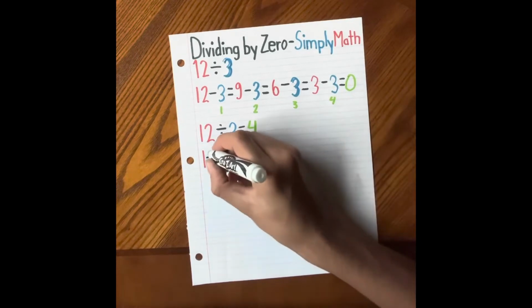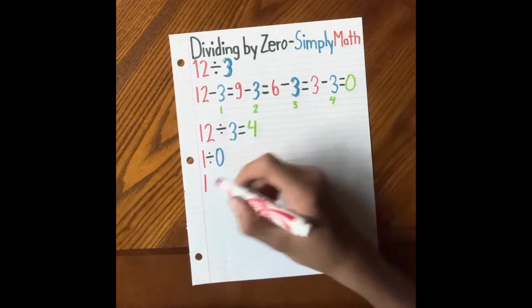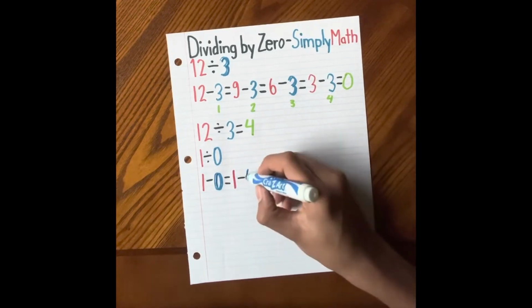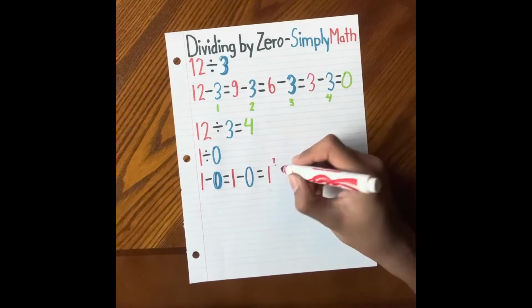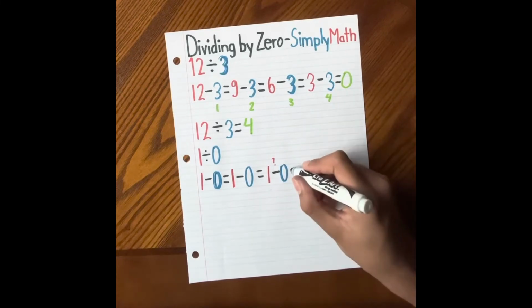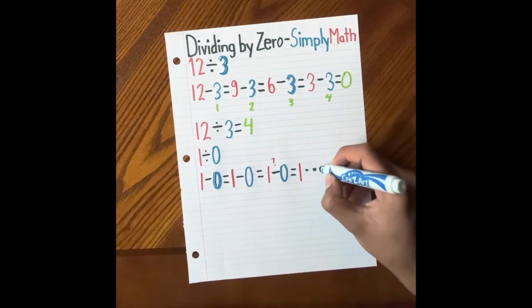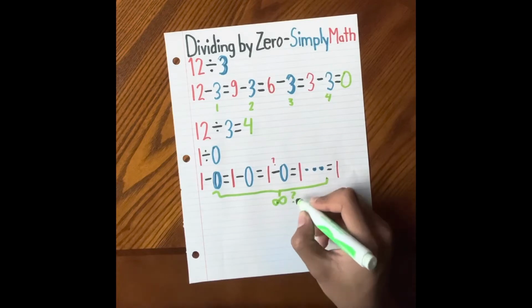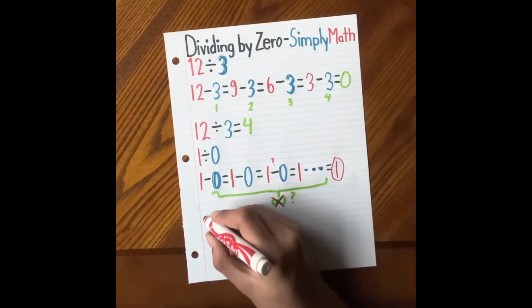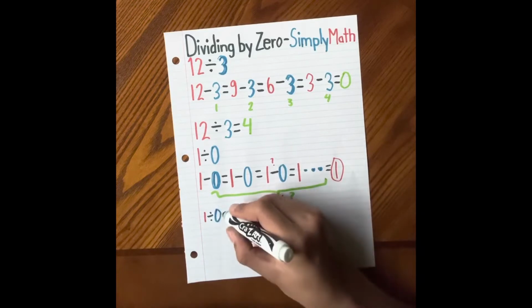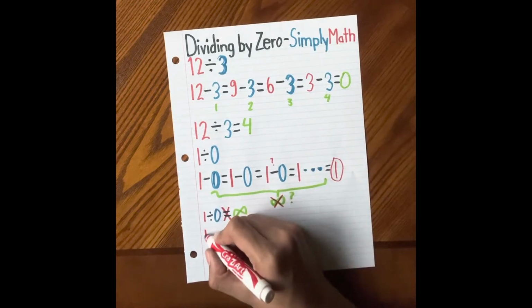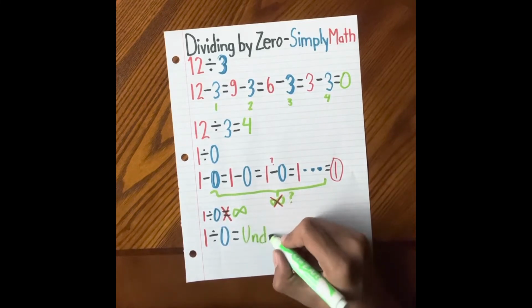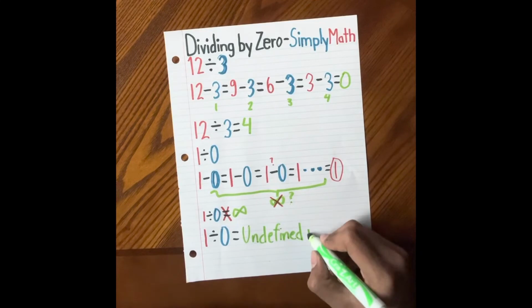Now let's try with 1 divided by 0. So we get 1 and subtract 0 and end up with 1. We subtract 0 again and still end up with 1. This is confusing, but let's do it again. 1 minus 0 is still equal to 1. And we could do this on and on and on, and we're not ending up anywhere. We'll still have 1. And so let's figure out what the quotient is. Is it infinity? No, because we still have 1 at the end and we haven't divided. Therefore, 1 divided by 0 is not infinity. And so we say that 1 divided by 0 is undefined. And that gets the check of approval.